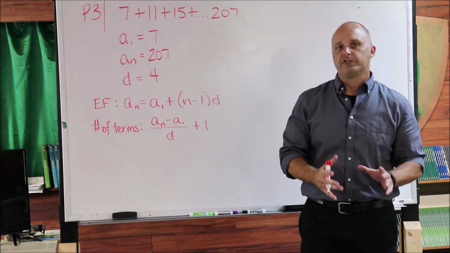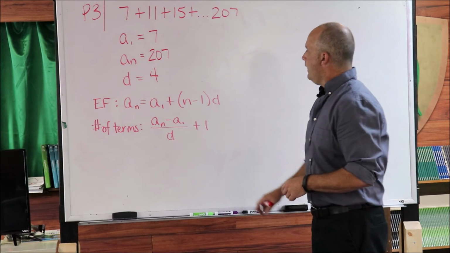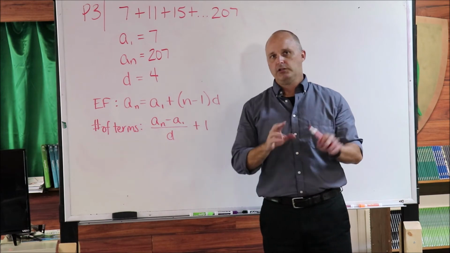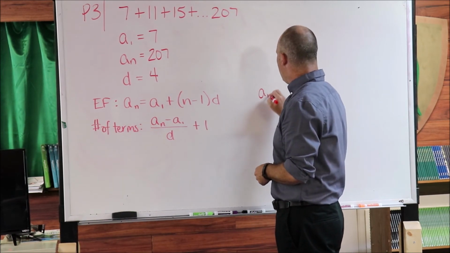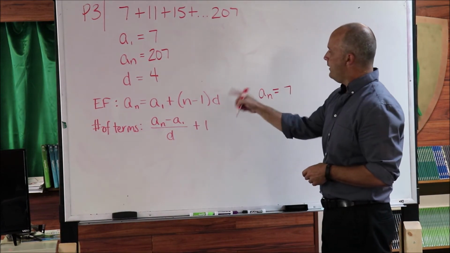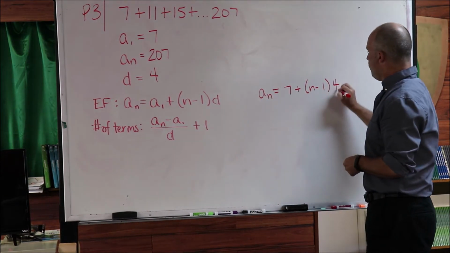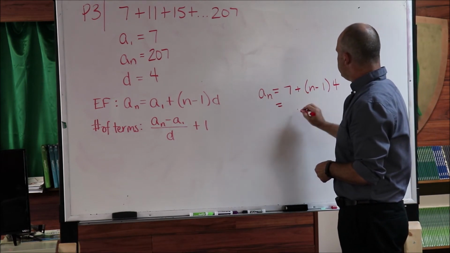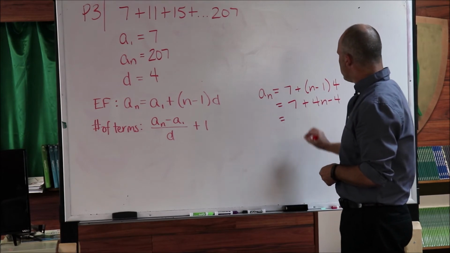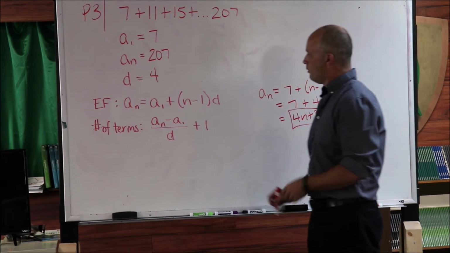So what we're going to do first is establish our explicit formula, which will go to the right of our sigma. And with this, we're just going to leave this a sub n alone. We're not actually going to fill that in with 207. Just leave that as is. We'll work on the right side of this formula. So a sub 1 is 7, and then we add that to n minus 1 times our difference, 4. So now we work that out, and we get 7 plus 4n minus 4, and then combine like terms, so we get 4n plus 3. So this right here is our explicit formula.